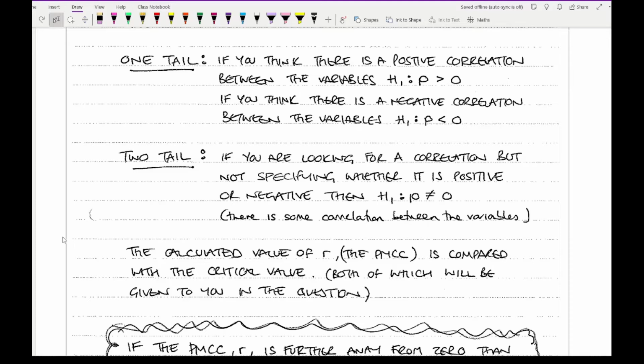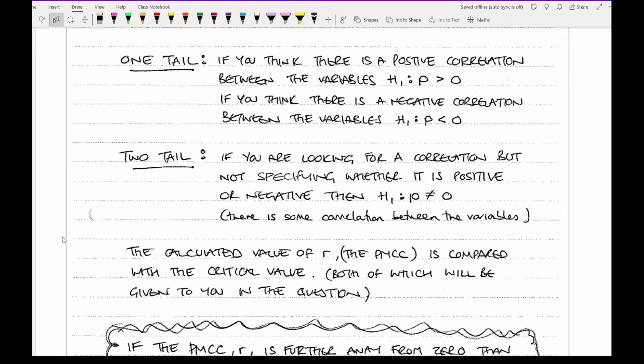Now the calculated value of R, which is the PMCC, is compared to the critical value, both of which will be given to you in the question. It is possible for you to work this out, but with the AQA scheme of work and syllabus, all you need to be able to do is recognize the number. You don't need to worry about how it's calculated. Those two values, the critical value for rho and the PMCC, which is R, will be given to you explicitly in the question. Now your calculator does give you that R value, so if you've been taught it, brilliant, well done.